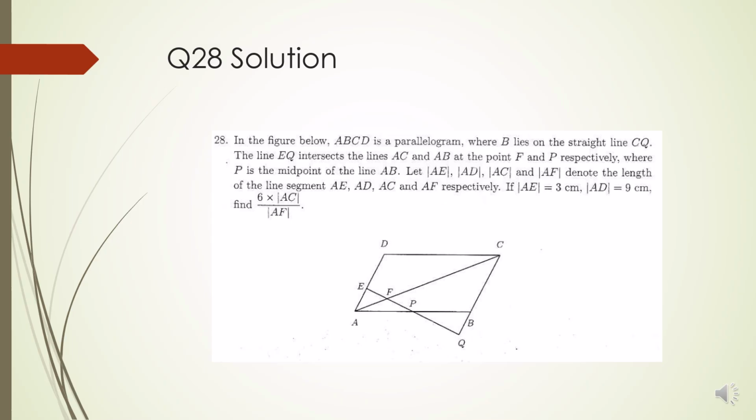So what do we do with this information? Well, we can use it to solve our question now. What the question is asking from us is to find 6 times AC over AF. And so we can rewrite this as 6 times AF plus FC over AF. And notice that AF over AF is just 1. So we're just trying to find 6 times 1 plus FC over AF.